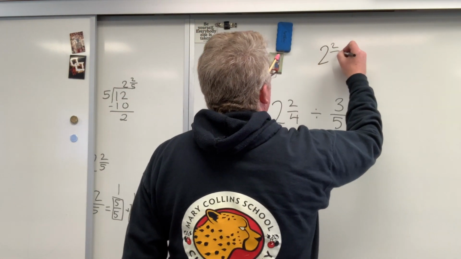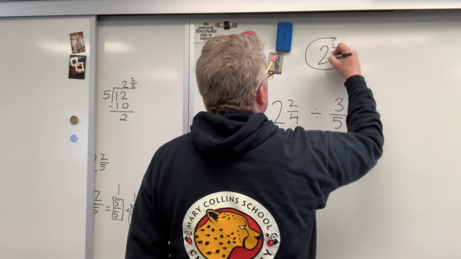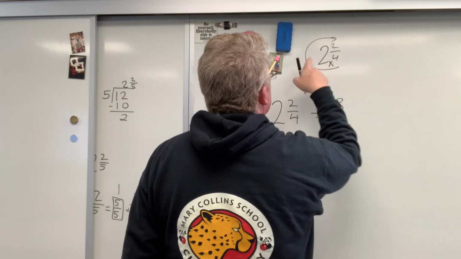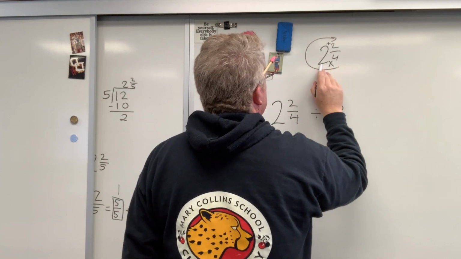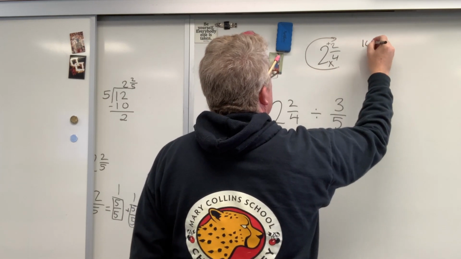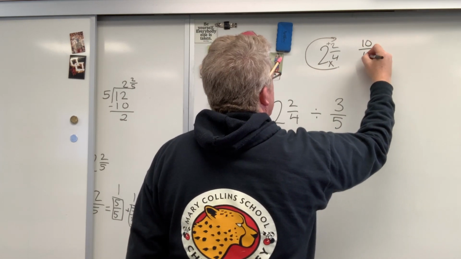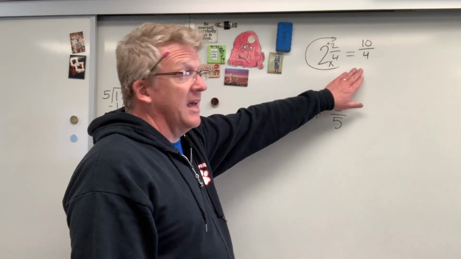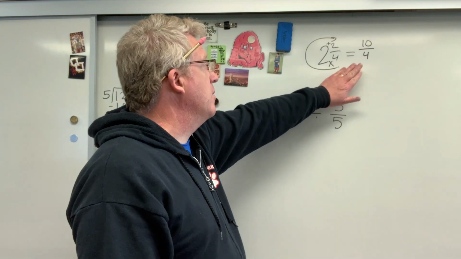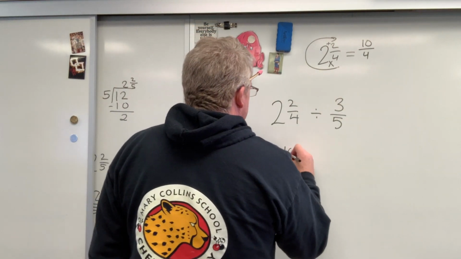2 and 2/4, that turns into, we multiply the denominator times the whole number, we add the numerator. So 4 times 2 is 8, plus 2 is 10. The denominator stays the same. So 2 and 2/4 equals 10/4. I like seeing this work up here so I know what we're dealing with. 10/4.